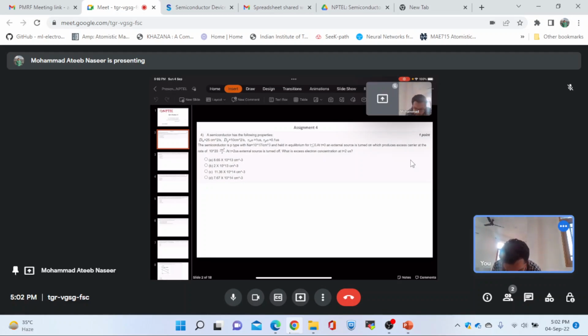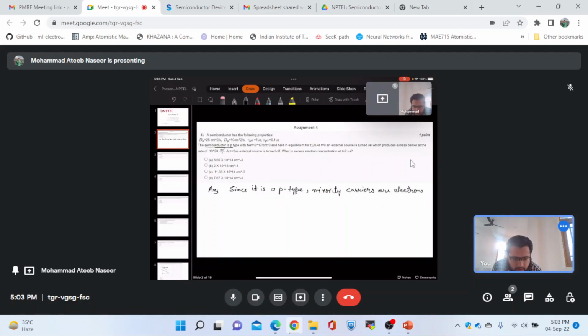So let us write down the things we have. First of all, it is explicitly mentioned over here that this is a p-type semiconductor. So we will be interested in the minority carriers, that are the electrons. Let me write it down explicitly: since it is a p-type, minority carriers are electrons.